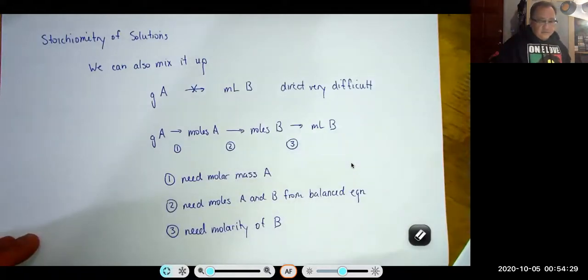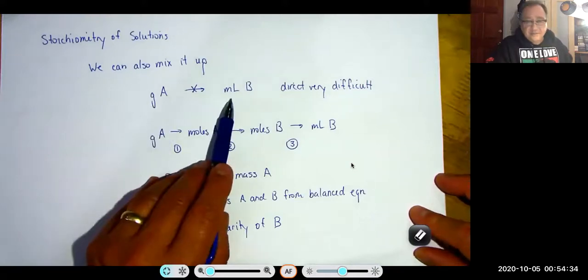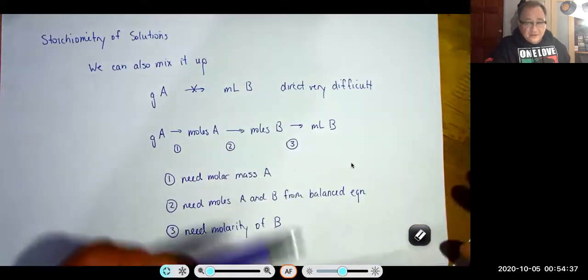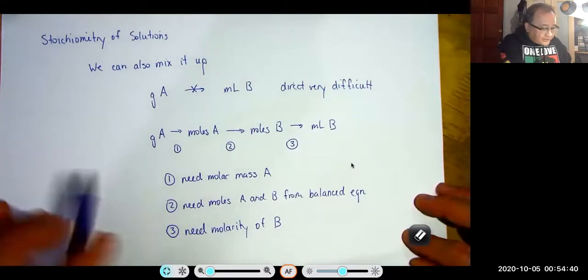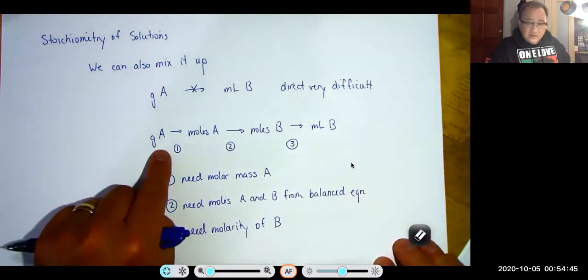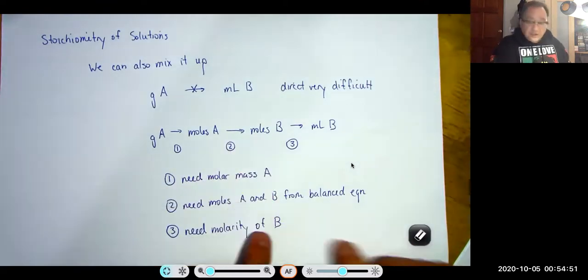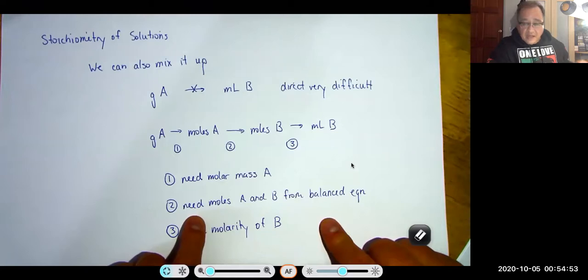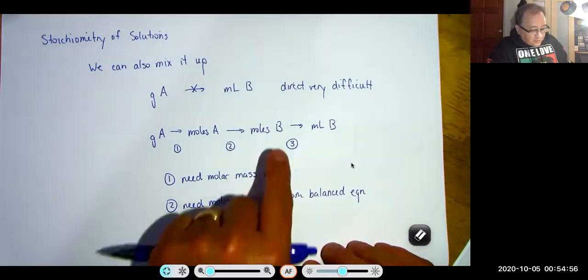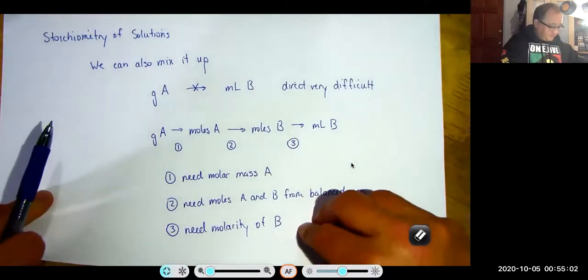Now here, we can also mix it up. So perhaps we want to go from grams of A to milliliters of B. The direct, again, is very difficult. So how would we do this? Well, the connection is still moles of A to moles of B from the balanced reaction. So how do we go from grams of A to moles of A? You need the molar mass of A. Moles of A to moles of B is the moles of A and B from a balanced equation, as normal. And then how do you go from moles of B to milliliters of B? You need the molarity of B. So what we're going to see is this being applied in a problem.